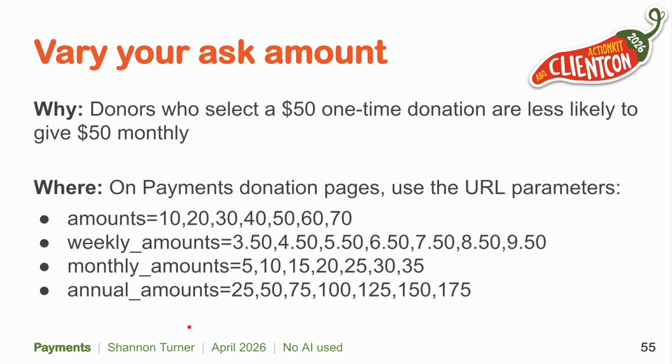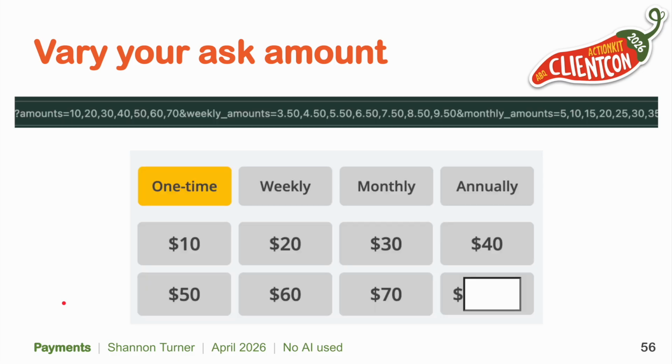During this year's 10 features every client should use segment, I suggested varying your ask amounts with the URL parameters amounts, weekly amounts, monthly amounts, and annual amounts. And I'd like to expand on that now to show precisely how you'd go about setting that up. As a reminder, here's a quick look at what that looks like concretely. Here you can see my URL bar has the amounts I want with the numbers separated by commas.